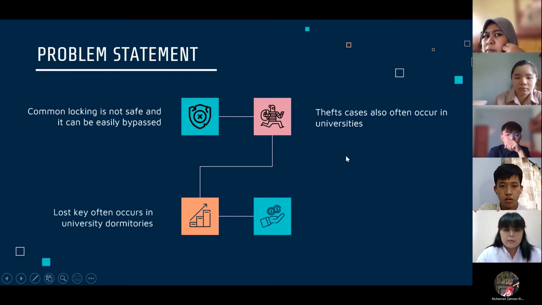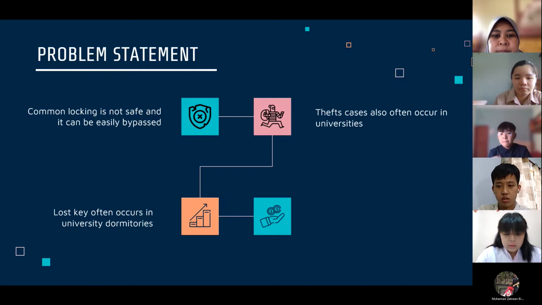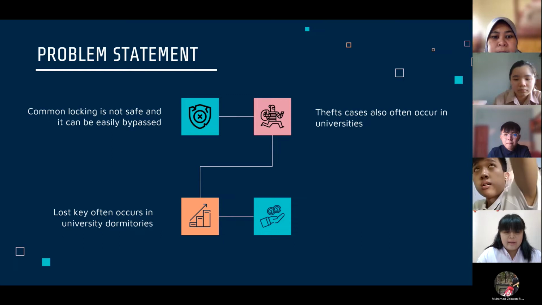Next is lost key, which often occurs in university dormitories. Nowadays, students always lose their key or forget to bring the key. In this case, if a student experiences this incident, they need to find the key from the warden, but it takes a long time. If the warden is enjoying their holiday, they need to wait and cannot take their things out. If they need to take out their things, the only method to solve it is to break the lock and take it out. It will damage the lock and they will need to buy a new one again.